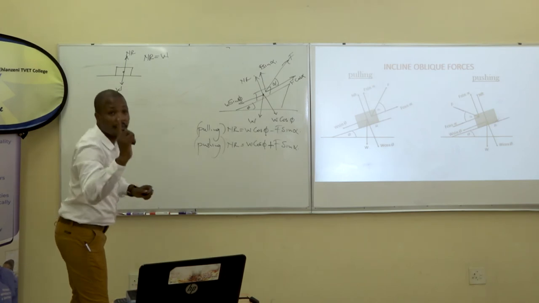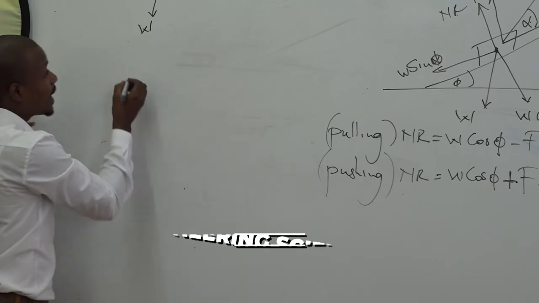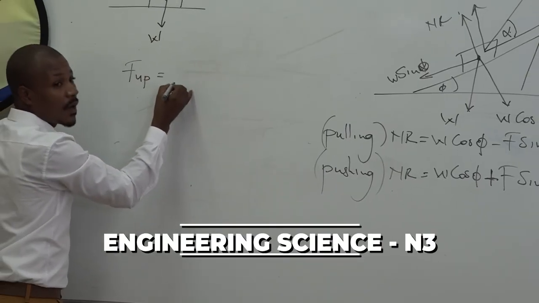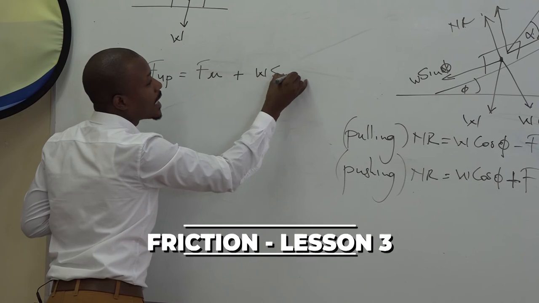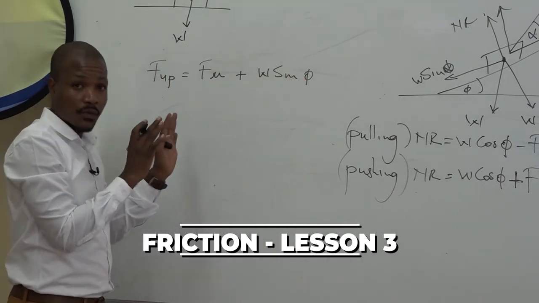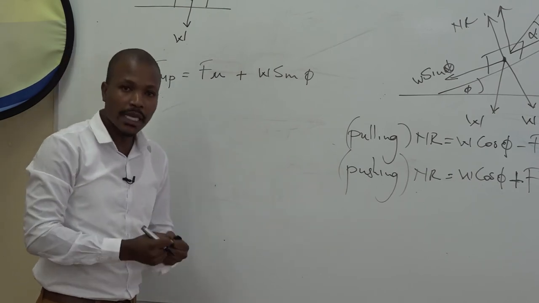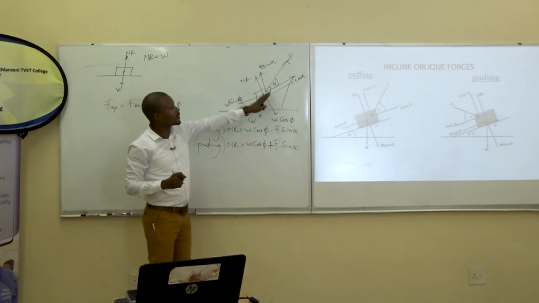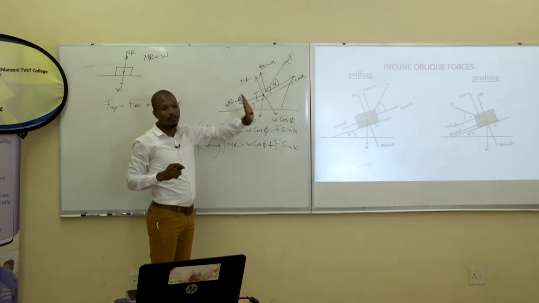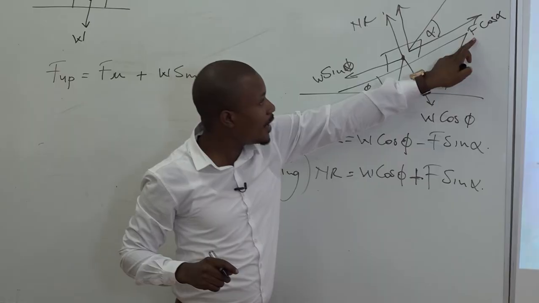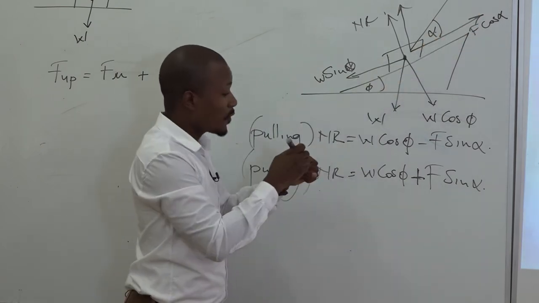Do you remember on our previous lesson, we said that the minimum force required for the object to move up is given by F up is equal to frictional force plus W sine theta. This is the minimum force required to move the object up. But now the question says, pull the object up. Let's look at this. When you are pulling the object up, which force says that I'm moving up? Correct. F cos alpha says I'm moving up.